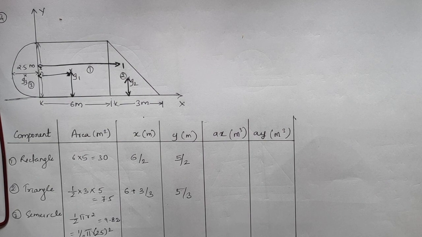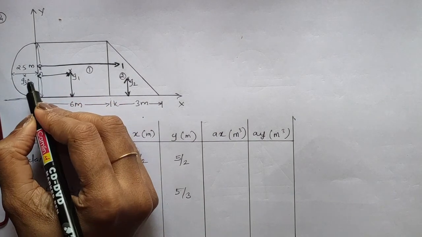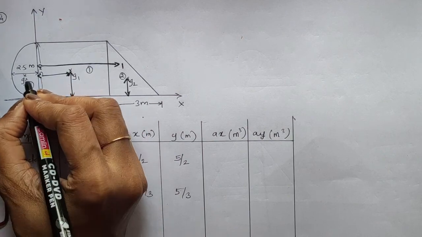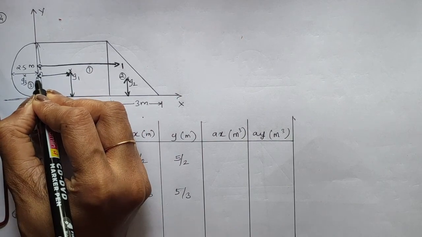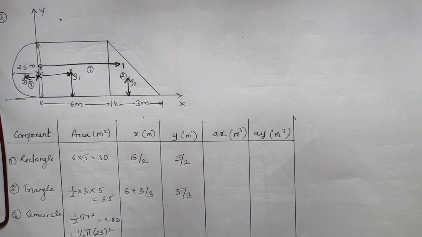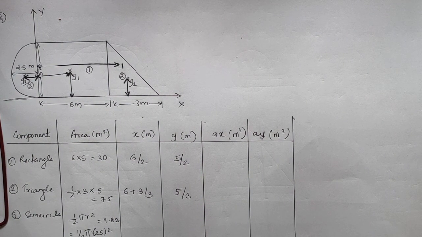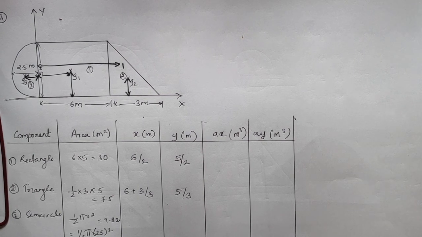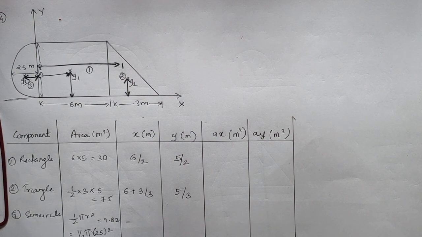Next you have the semicircle. You should be very careful about the semicircle. For the semicircle, the x distance will be the distance from the y-axis to G3, but it is going to the negative side. It is going to the second quadrant. The x distance is going to the second quadrant, so you need to put a negative symbol whatever the distance may be.